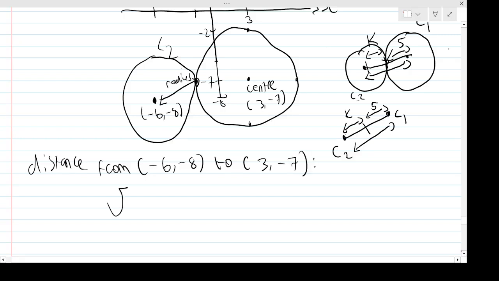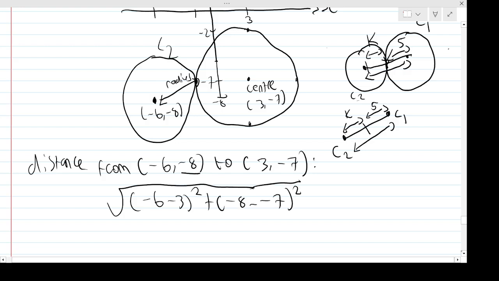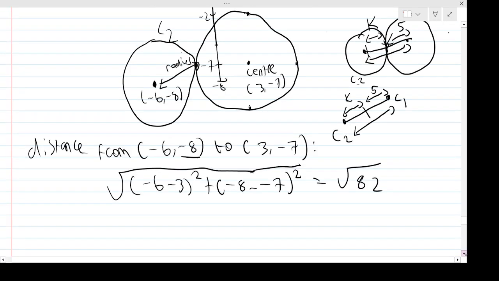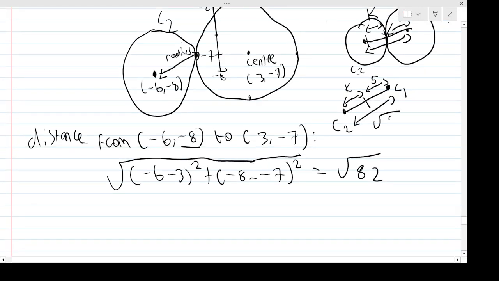Therefore, that would be the change in x, so -6 take away 3, all squared, add the change in y, which is -8 take away -7, all squared. Put that in a calculator and you should get... -8 take away -7, that would be +7, double negative. That's root 82. Cool. So now we've got this distance to be root 82.